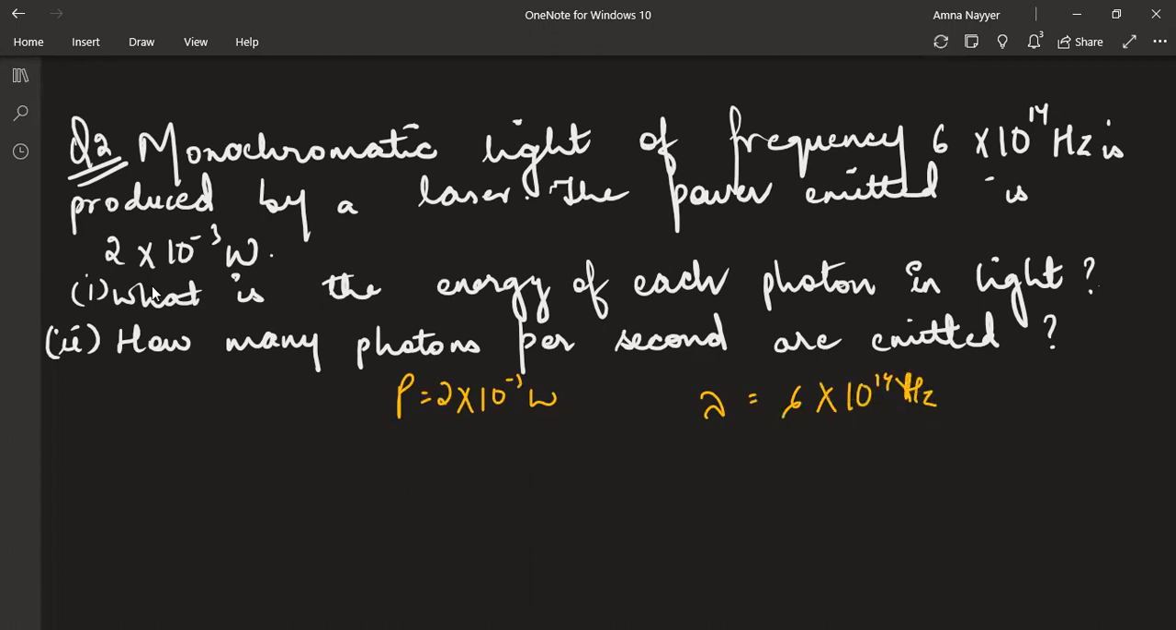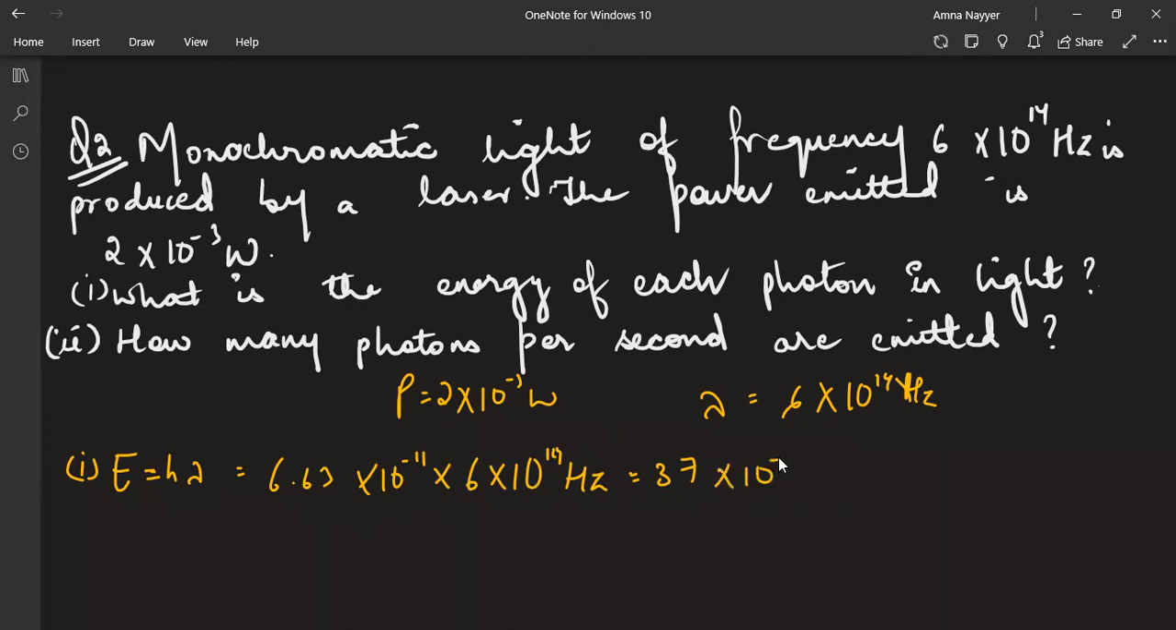Now see here. It is asking you energy. So energy can be calculated by just using frequency. E is equal to h nu, 6.63 into 10 to the power minus 34 into 6 into 10 to the power 14 hertz. So how much will be energy? 6 into 6, 36. Take it as 37 because 3 is also there, no? And this was 14, so minus 20, 10 to the power minus 20 joules.